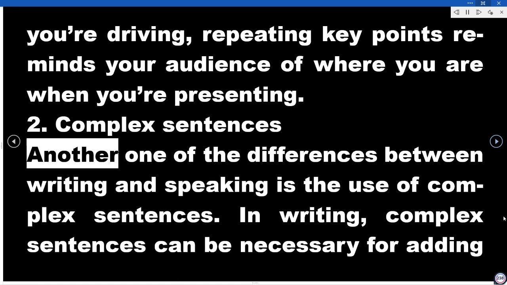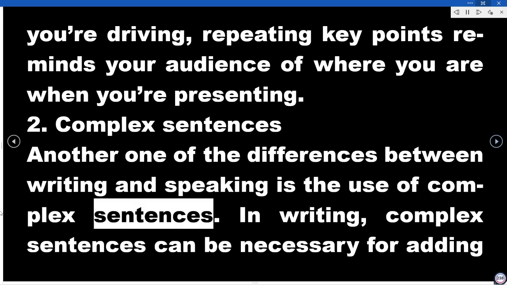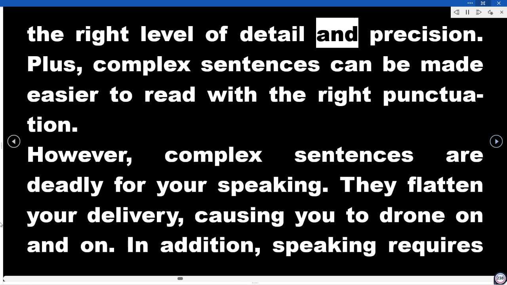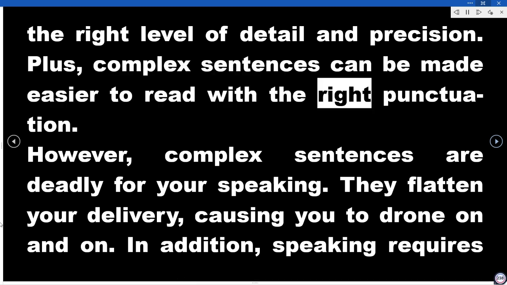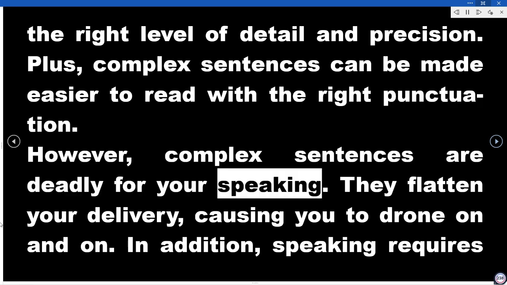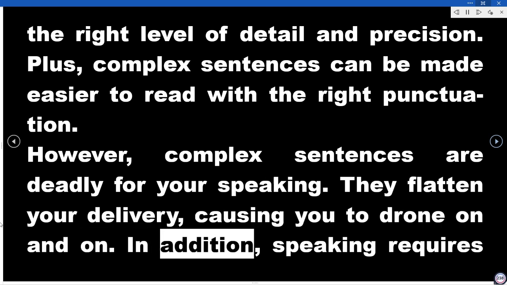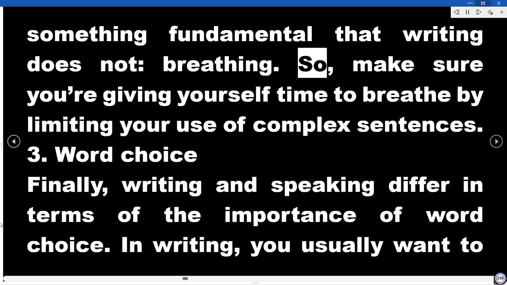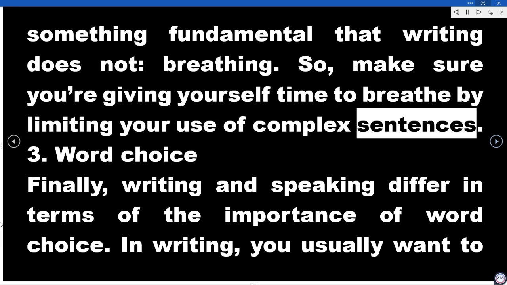2. Complex sentences. Another one of the differences between writing and speaking is the use of complex sentences. In writing, complex sentences can be necessary for adding the right level of detail and precision. Plus, complex sentences can be made easier to read with the right punctuation. However, complex sentences are deadly for your speaking. They flatten your delivery, causing you to drone on and on. In addition, speaking requires something fundamental that writing does not: breathing. So, make sure you're giving yourself time to breathe by limiting your use of complex sentences.